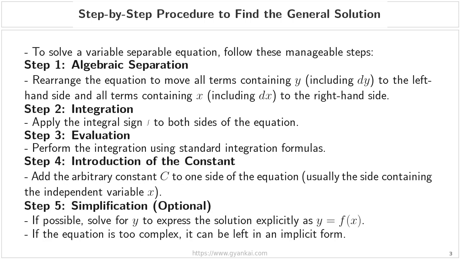Finally, step 5 is simplification. This step is optional but highly recommended. If the algebra allows it, try to isolate y so that your final answer is expressed explicitly, in the form y equals f of x. However, if the equation becomes too messy or complex to solve for y, it is perfectly acceptable to leave the solution in what we call an implicit form. Keep these steps in mind, because in the next few slides, we are going to walk through some concrete examples to see this exact procedure in action.